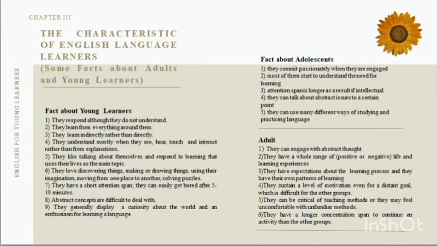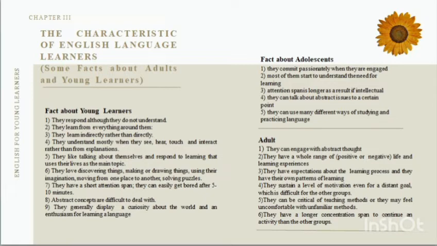Let's move to chapter 3, the characteristics of English language learners. Some facts about adults and young learners. Facts about young learners. First, they respond although they don't understand. They learn from everything around them. They learn indirectly rather than directly. They understand mostly when they see, hear, touch, and interact rather than from explanation.